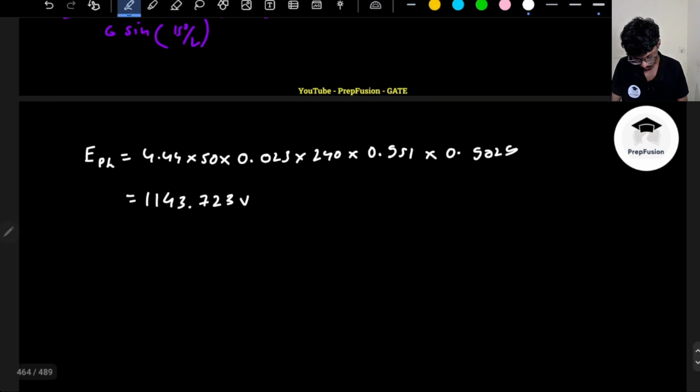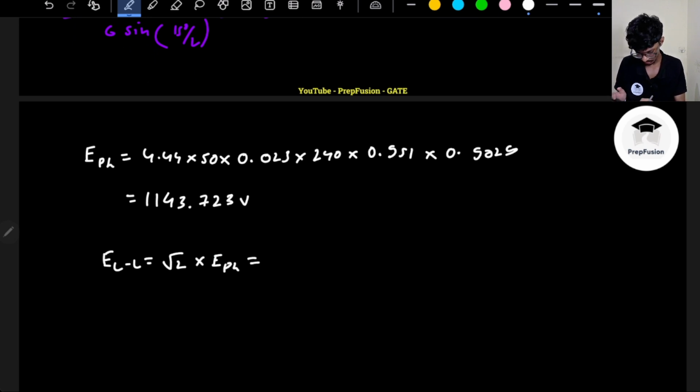So what will be my line voltage in a two-phase system? Root 2 times this. Actually line voltage has now increased. So it is 1617.47 volts. So this will be the answer for the second part of this question.